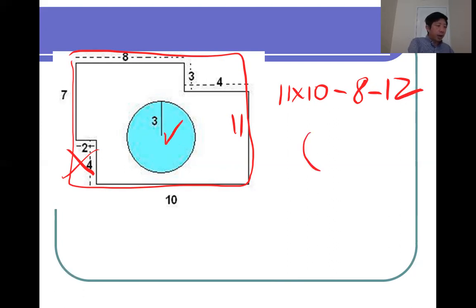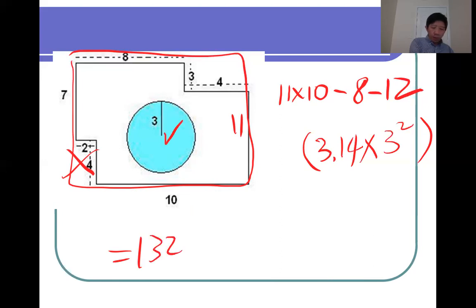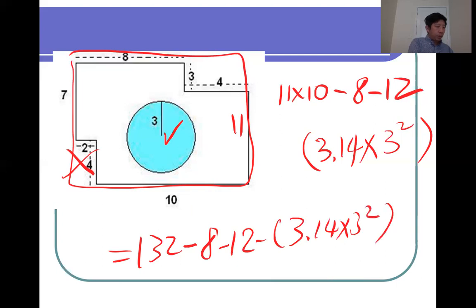A circle is equal to pi r squared. Pi is approximately 3.14 times r, which is 3, squared, right? So calculate this: 132 minus 8 minus 12 minus 3.14 times 3 squared. So the answer will be 83.74 centimeters squared.